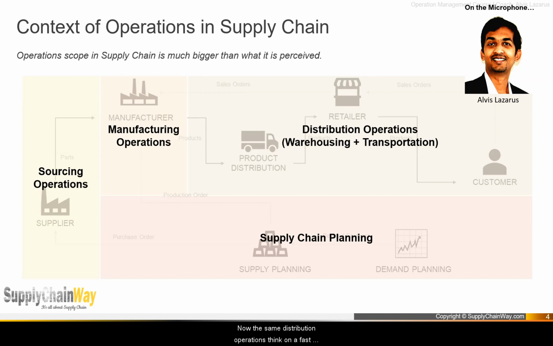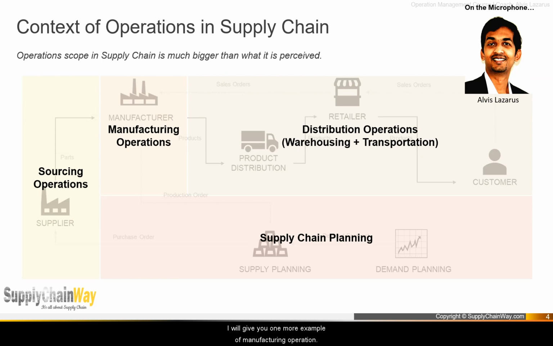Now the same distribution operations, think about it in the fast moving consumer goods industry. What happens there? Millions of outlets sell FMCG products. So distribution operations move the product from the manufacturing facility to those millions of outlets. Can you see the glaring difference in the same role? Moving cars from a manufacturing facility to a handful of dealers versus moving FMCG products from the manufacturing facility to millions of outlets. These two roles are completely different.